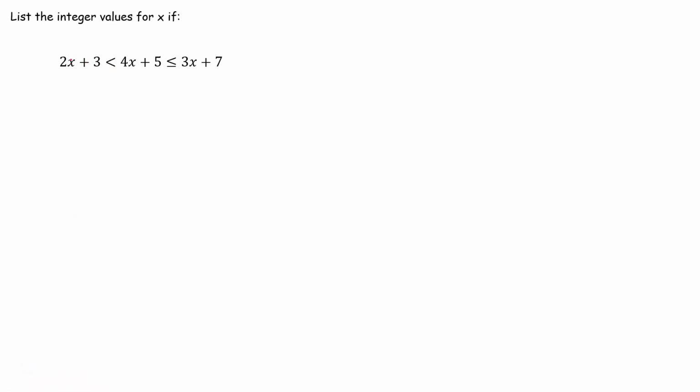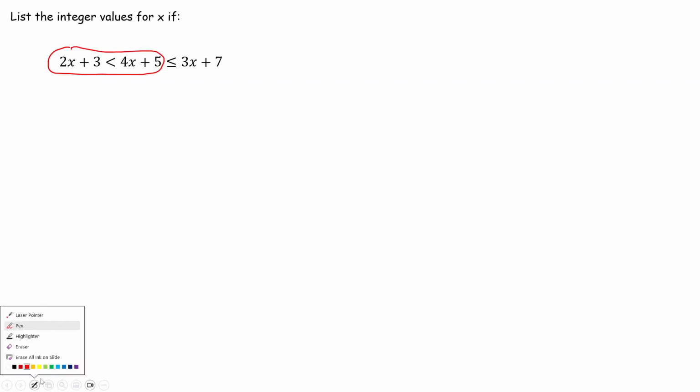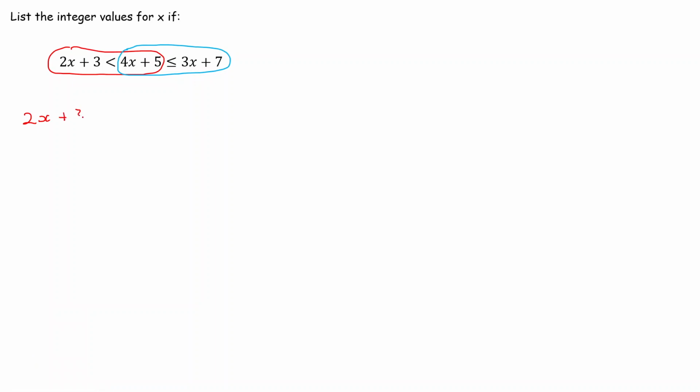Again, because we have x's now not only in the middle, but also on our left-hand part and our right-hand part, we've got to treat this as solving, first of all, these two inequalities over here, and then similarly, we would solve these two inequalities over here. So solving two separate parts of the inequality. So the part in red, we've got 2x plus 3 being less than 4x plus 5. And again, it says list the integer values.